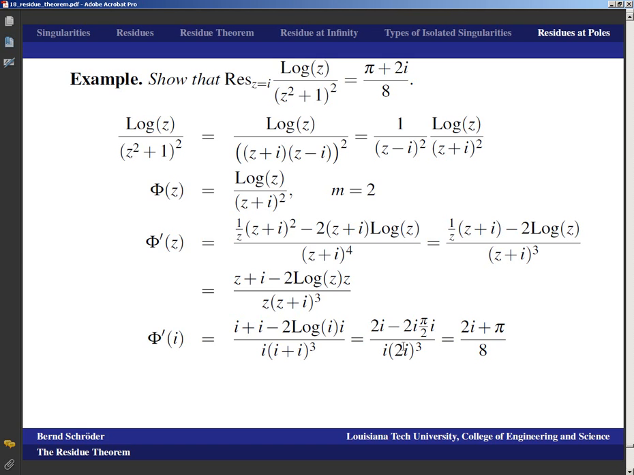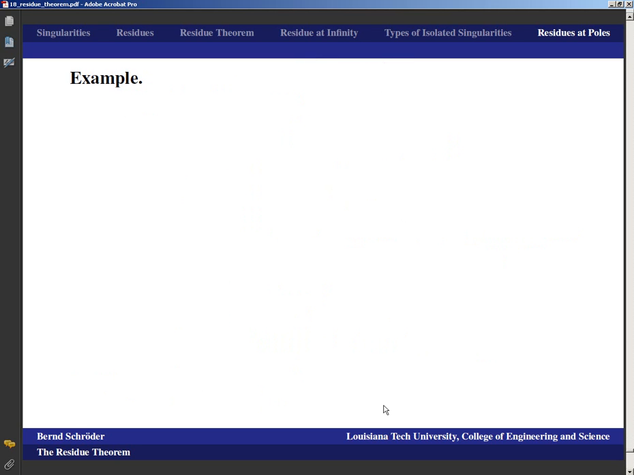And if we now work that out, we keep the 2i, i times i is negative 1, so the minus turns into a plus, and the 2 pi halves, of course, is a pi, so we get plus pi. In the denominator, we've got i times i cubed, which is i to the fourth, which is 1, and 2 cubed is 8, so that one works out. And there it is now. Well, we have to divide by 1 factorial to get the residue, but that just doesn't do anything, of course.